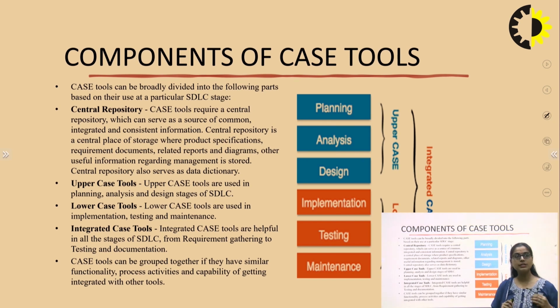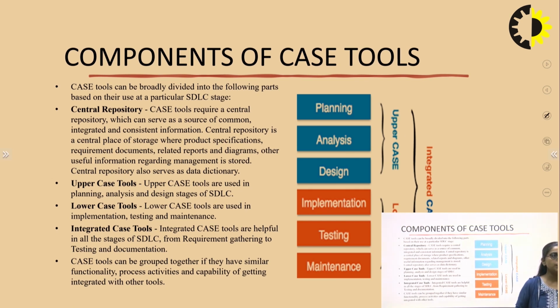So the components of the CASE tool are divided into 2 parts. See, these are the software life cycle stages as we know from earlier. The 3 parts, planning, analysis, and design, are said to be upper CASE tools, and implementation, testing, and maintenance are called lower CASE tools. Basically both are built in together, called an integrated tool. So CASE tools can be broadly divided into the following parts based on the SDLC stages.